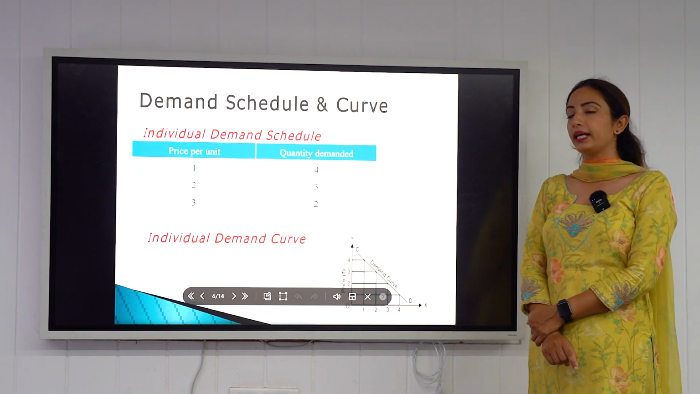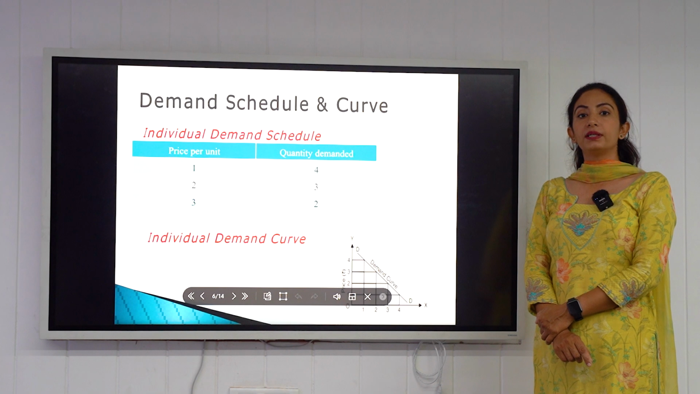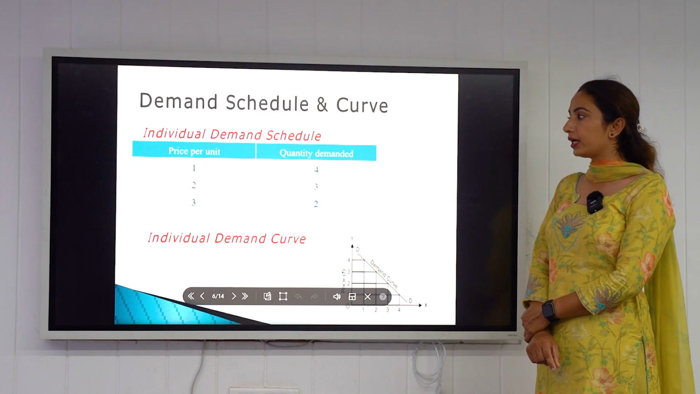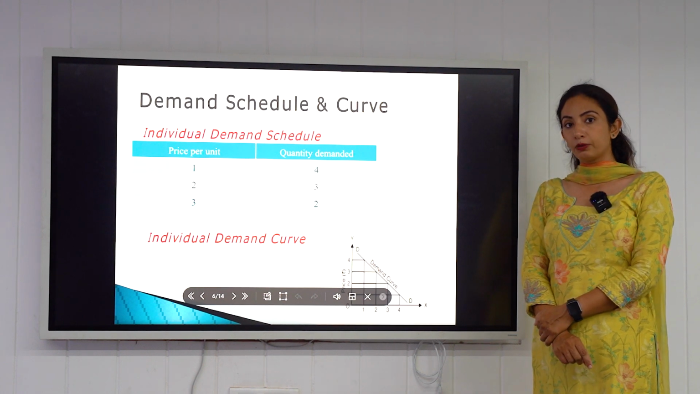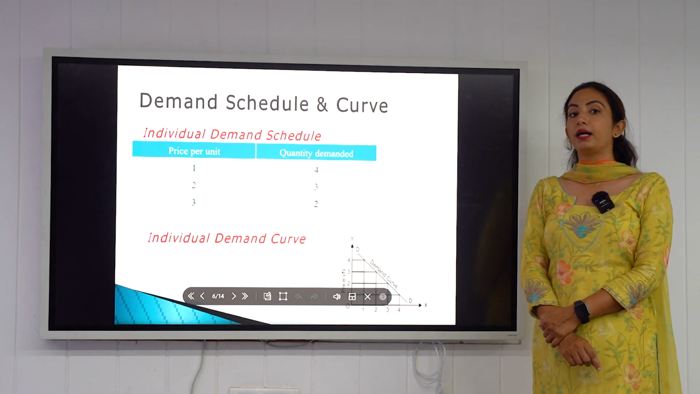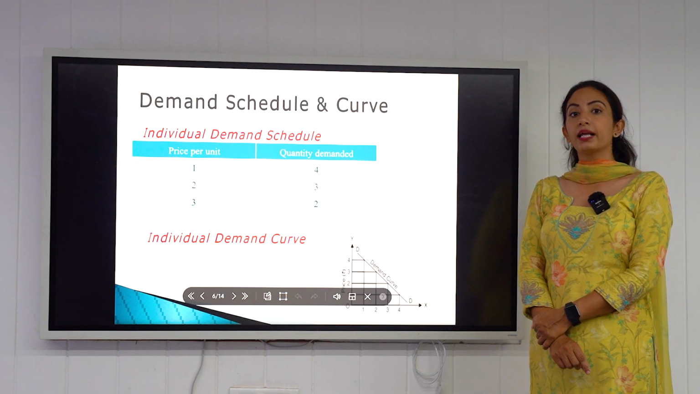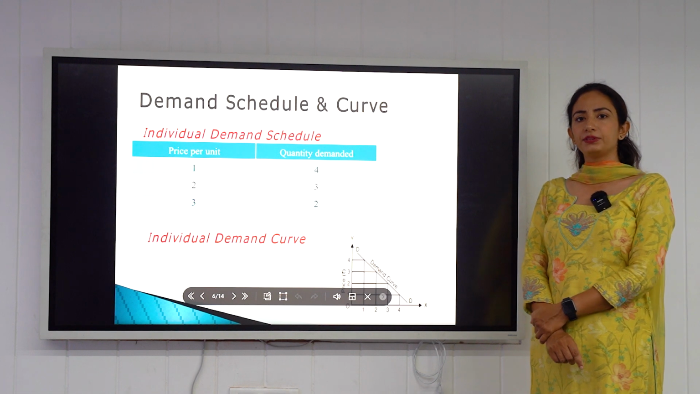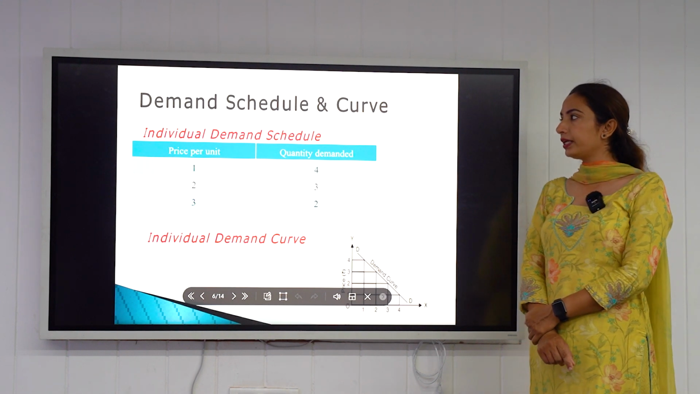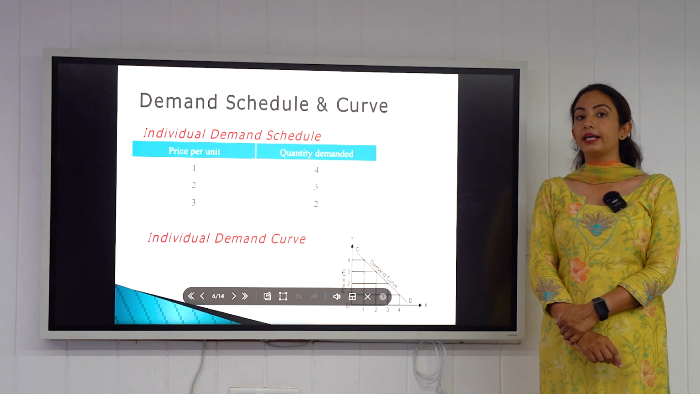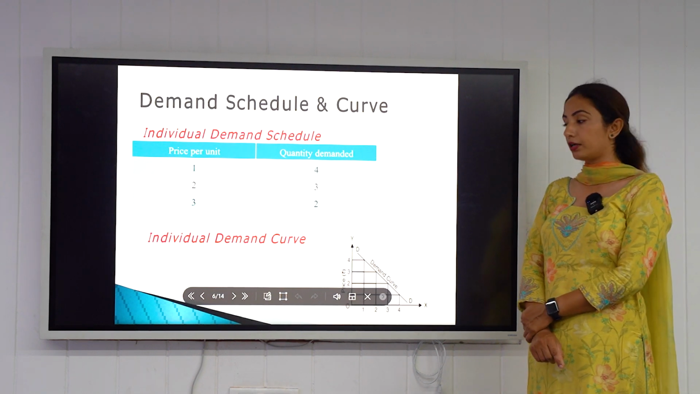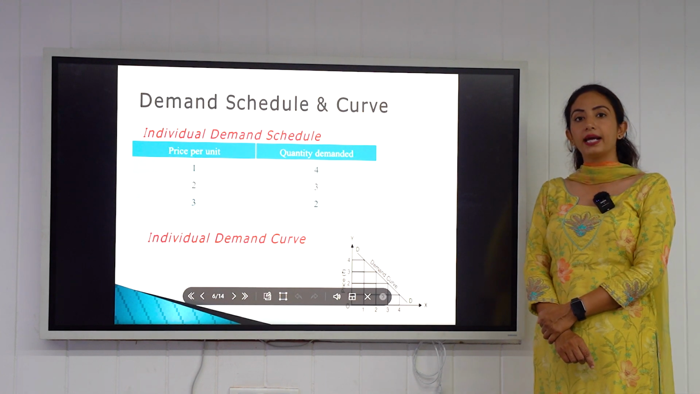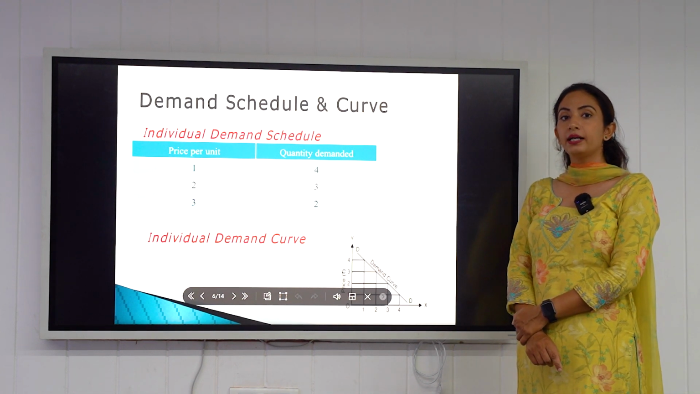For example, in case we have price 1 rupee, the person will be demanding 4 units. Subsequently, when price increases to 3 rupees, the person will not be demanding 4, he will instead be demanding less, that is 2. So this is the tabular representation, and in case we show the tabular representation in graphical form, it becomes the demand curve. Here it is, on the y-axis we are depicting the price and on the x-axis we are depicting the quantity demanded.